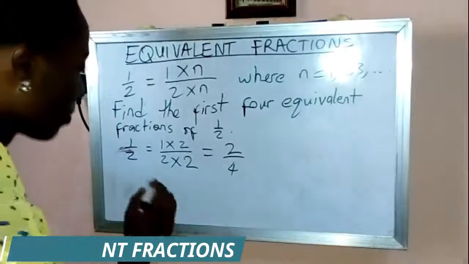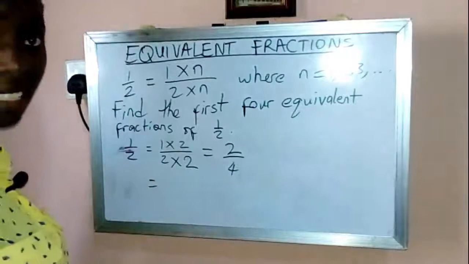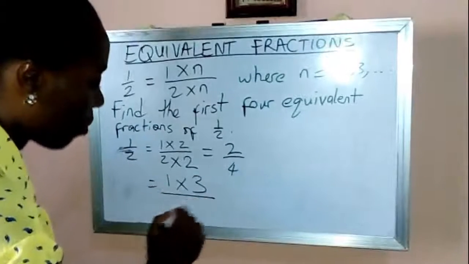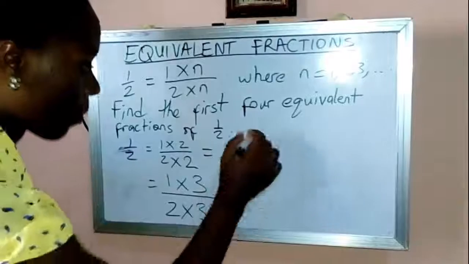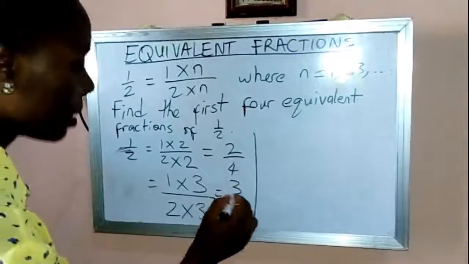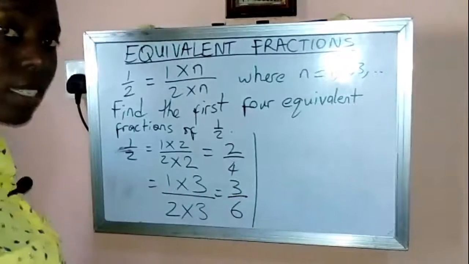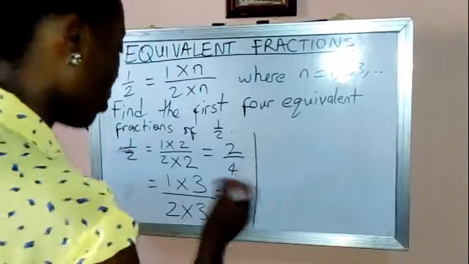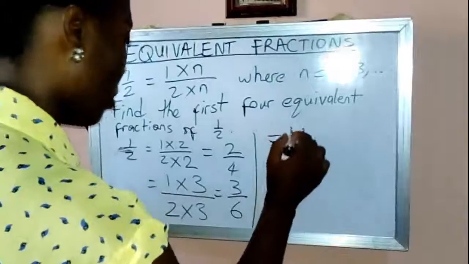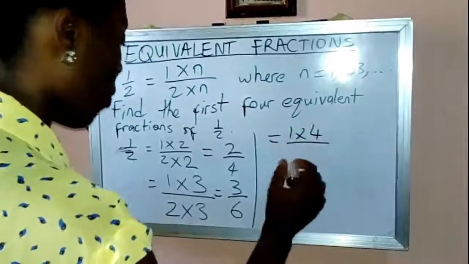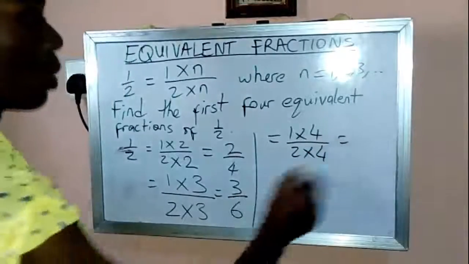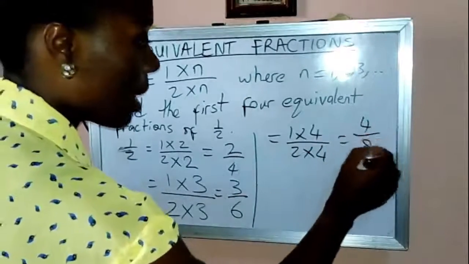Let's see the second. I'll multiply by the next number after 2, which is 3. 1 times 3 all over 2 times 3. 1 times 3 gives us 3. 2 times 3 is 6. This is another equivalent fraction of this. Let's see the next one. 1 times 4 all over 2 times 4. 1 times 4 is what? 4. 2 times 4 is 8.